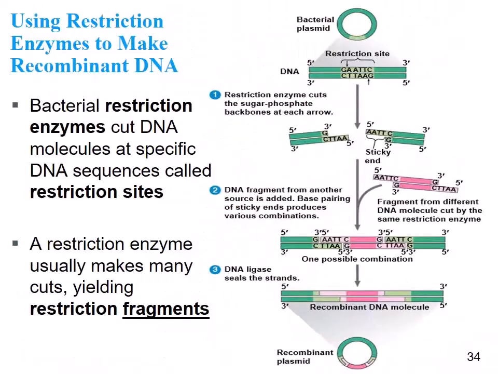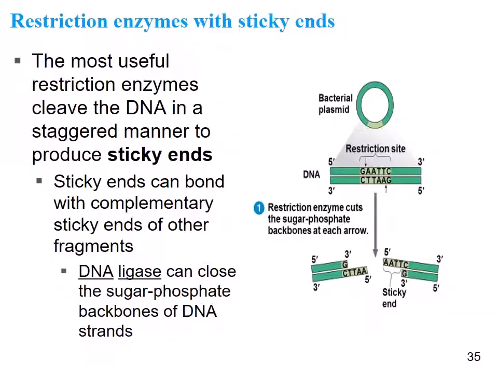So before we kind of just skimmed over what a restriction enzyme does, but basically restriction enzymes cut DNA at specific spots called restriction sites, and a restriction enzyme usually makes several cuts and it yields restriction fragments. The most useful restriction enzymes cut the DNA in a staggered manner, and they produce something called sticky ends. The ends are called sticky because they can bond with complementary sticky ends of other DNA fragments, and then we can use DNA ligase to close the sugar phosphate backbone of those DNA strands so we can stick together DNA from different sources.